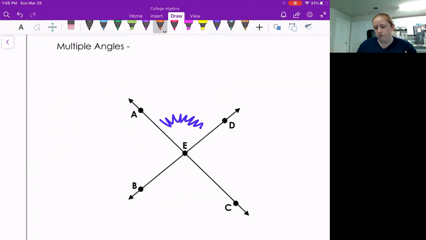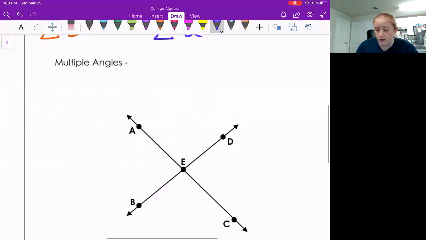I have the angle on the right side, which could be considered angle E. I have the angle in the bottom, same thing, angle E, or I can have the angle on the left, angle E. How do you know which one I'm referring to? So we have to get much more specific when there are multiple angles happening at these intersections, at this same vertex point. So we use three letters.